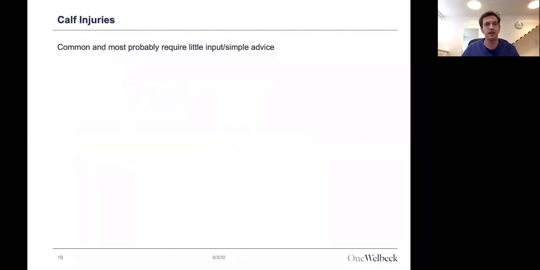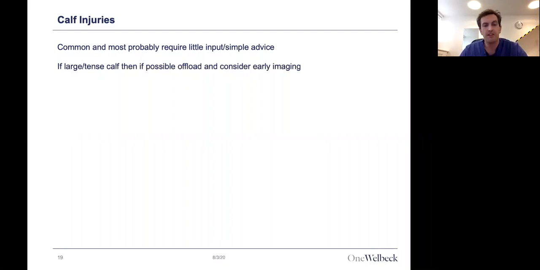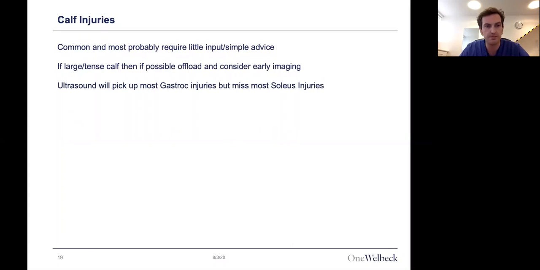So to summarize, calf injuries are common. Often they require very little input. If there are those episodes of a very large, tense, swollen calf, then I would consider offloading quite aggressively and potentially considering early imaging as available. Generally, ultrasound will pick up most gastrocnemius injuries, but will probably miss the vast majority of soleus injuries, in which case we'd consider MRI imaging.